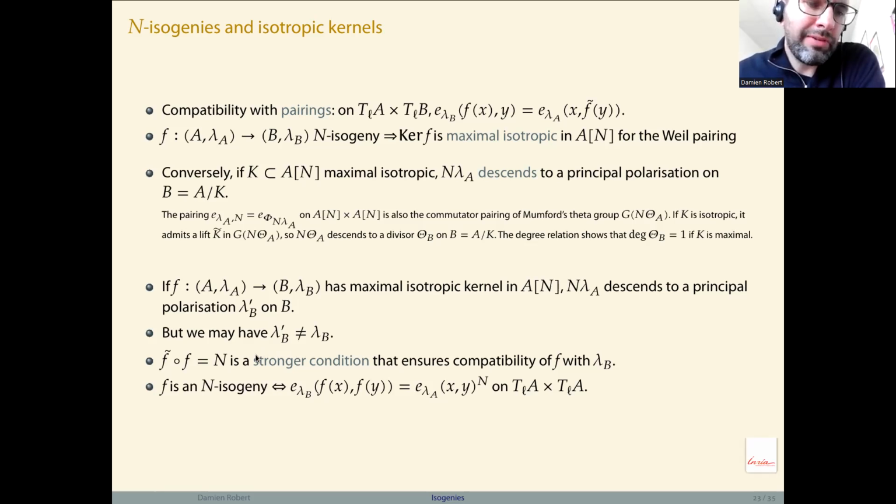So to be an n-isogeny, which is F tilde F equal to n, is a stronger condition than just being maximally isotropic. Not only are we maximally isotropic, but it ensures that lambda F is compatible with lambda B, and not any principal polarization on B. It's the one we want. So equivalently, we can check that F is an n-isogeny by looking at this equation with pairings. It's an alternative condition if you prefer to work with pairings and contragredient isogenies.